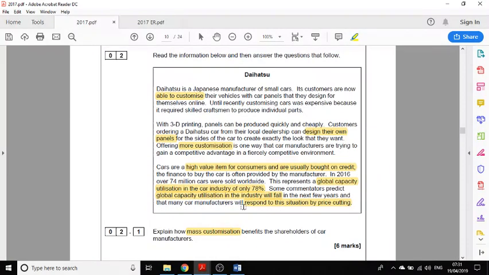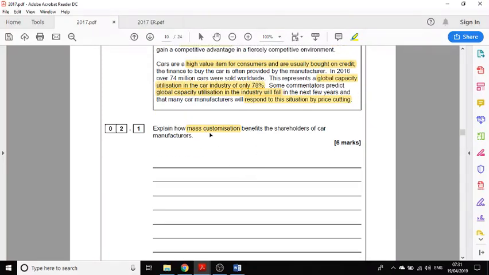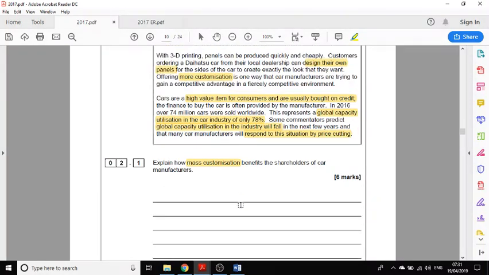This video is going to focus on how to read a case study in paper 2, because that's really important to access high marks. Now, what I recommend my students do is to have a look at the questions before they actually read the case study, so they know what they're looking out for. So the first question about this case study here is about how mass customization benefits the shareholders of car manufacturers.